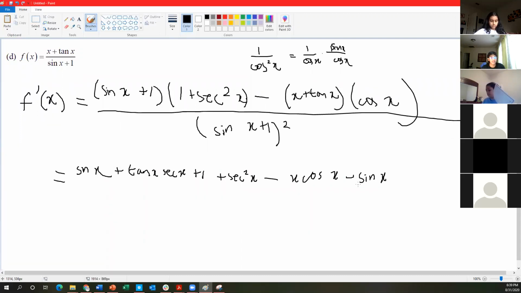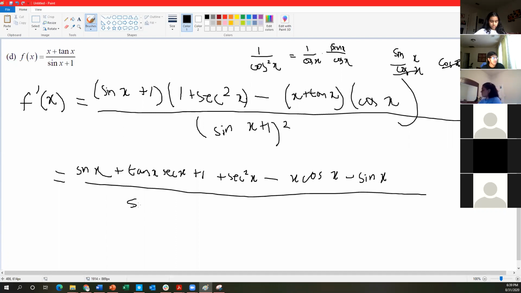You guys understand how I did that? Because tan x is sine over cos, so I should write sine x over cos x, and because we're multiplying it by cos x, the cos x's cancel, and we get sine x, and that's all over sine squared x plus 2 sine x plus 1. Okay, and I'm not going to do any further because that's complicated enough.